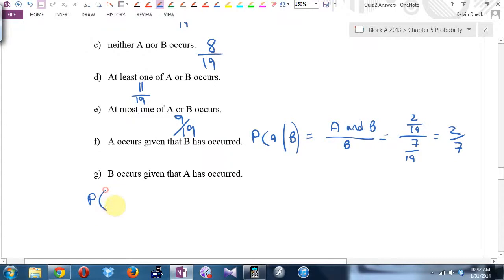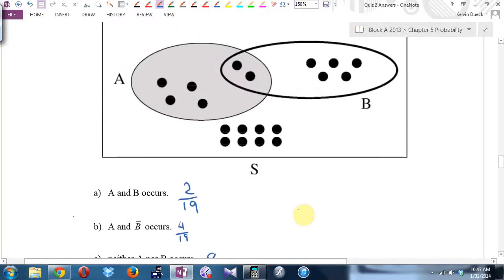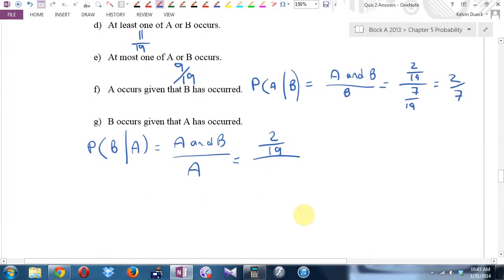That's going to be B given A, which again is going to be both. But the given one this time is A. Both is still 2 over 19, but how many are in A? 1, 2, 3, 4, 5, 6 out of 19. This ends up being 2 out of 6, or 1/3. Conditional.